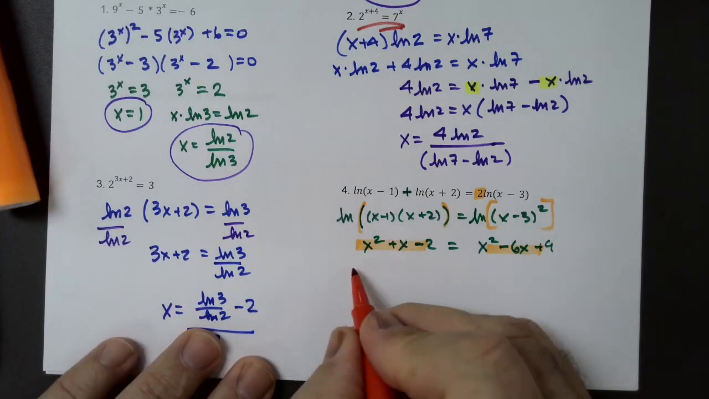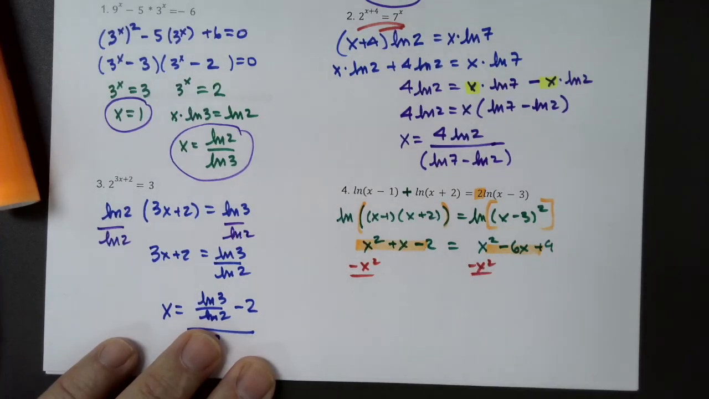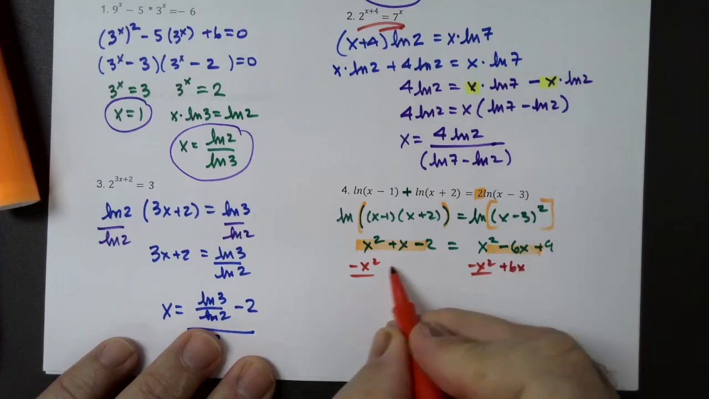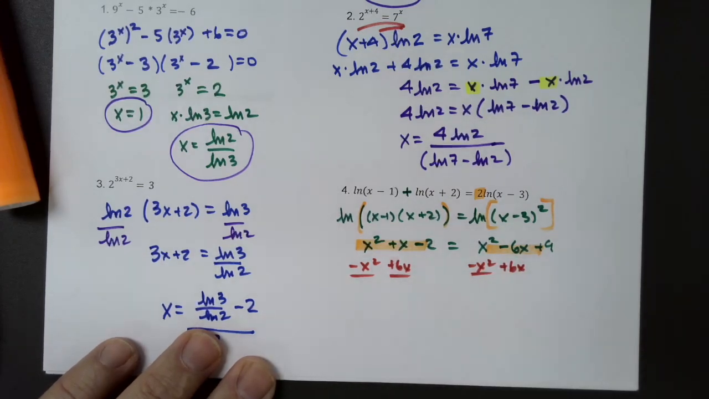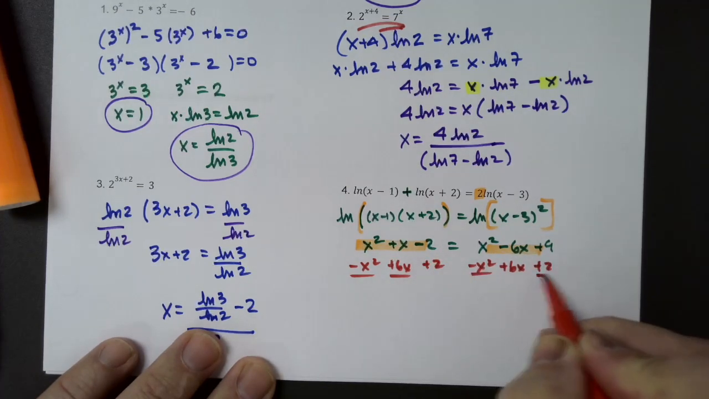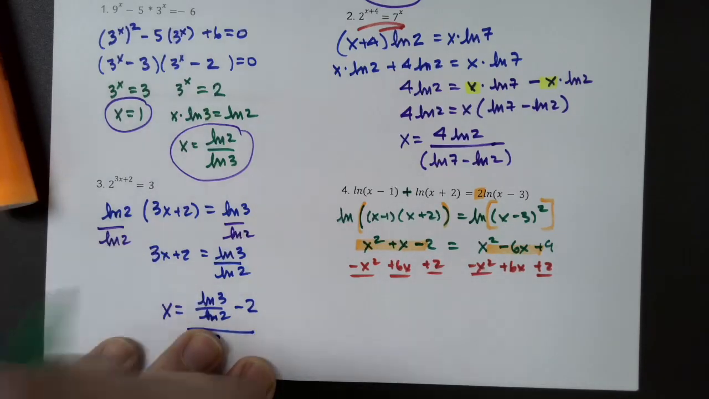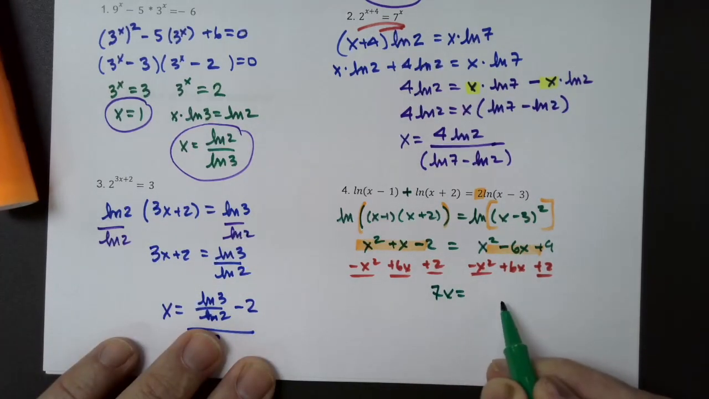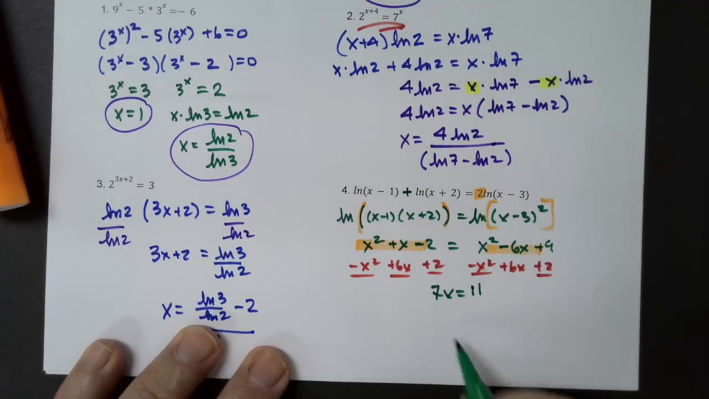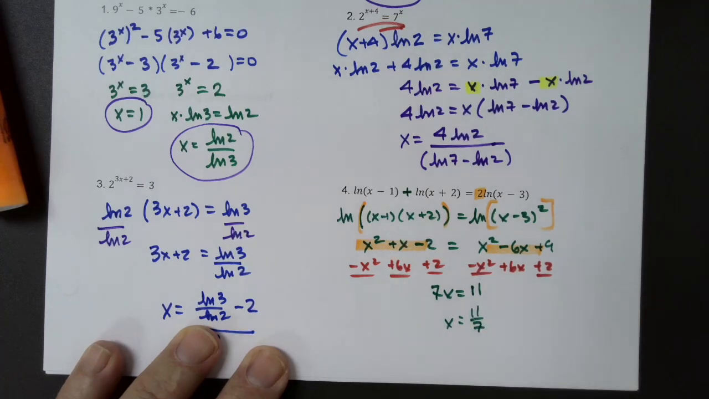Now, when we subtract the x squareds from both sides, we get rid of those. And while we're at it, let's go ahead and add 6x so we get a positive coefficient with our x's. And since our x is moving this way, let's move the numbers on the other side. Sure looks like we'll end up with 7x equals 11. Or x equals 11 sevenths.